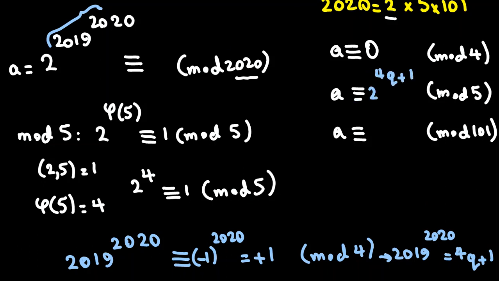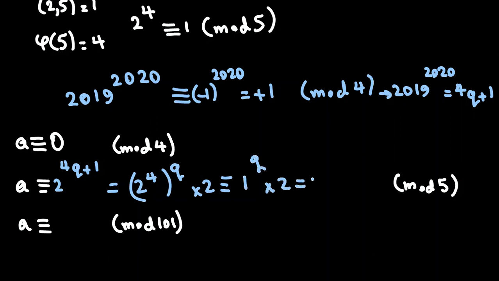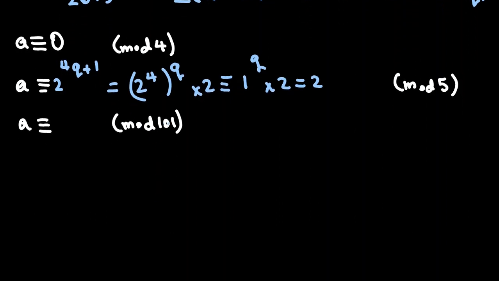If you want to calculate, 4q plus 1 is the power, so it will be 2 to the power of 4, to the power of q, times 2. 2 to the power of 4 is 16, which we said is 1 mod 5, so this is 1 to the power of q times 2, which is congruent to 2. Now we do the same for 101.